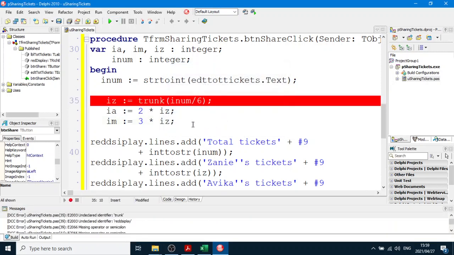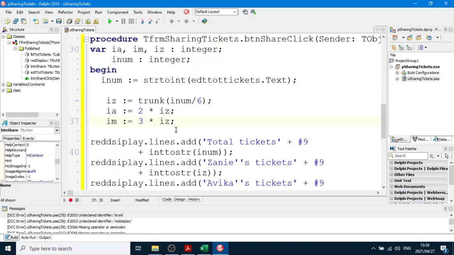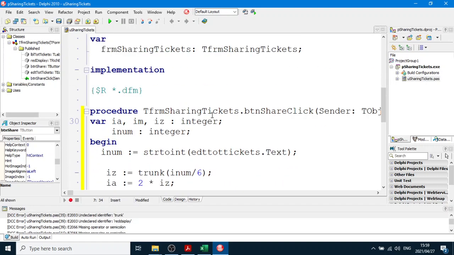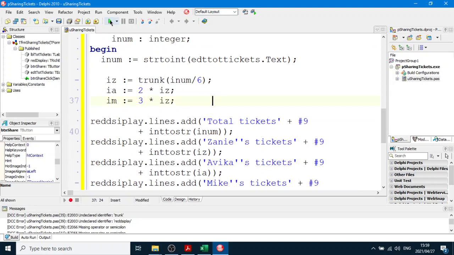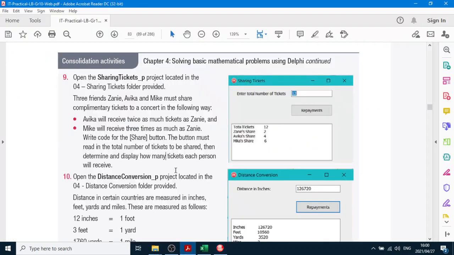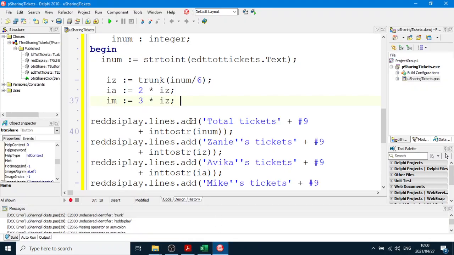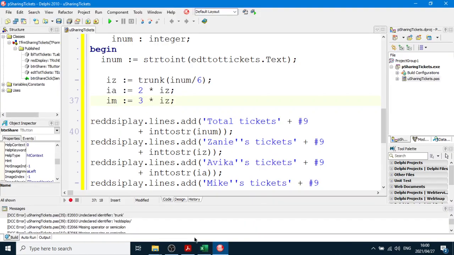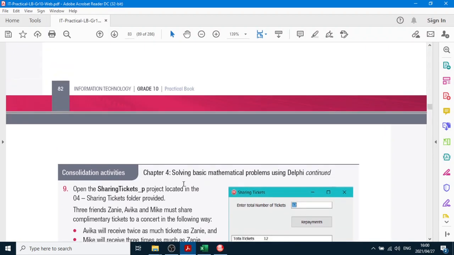Right. Ugh. Trunk. But trunk, it works. I wonder if we have to use math up here. Math. Right, see, I put math in my users section. See, that's going to help my trunk function. Okay, I must be using the wrong name. Trunk I_num divided by 6. Alright. Okay, I must be spelling something wrong.